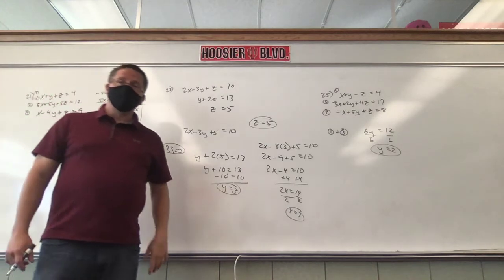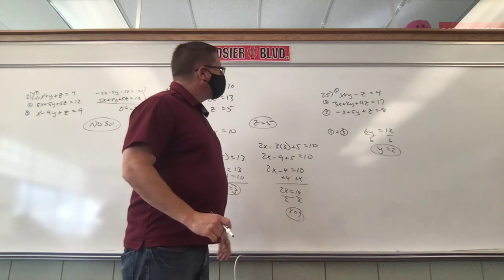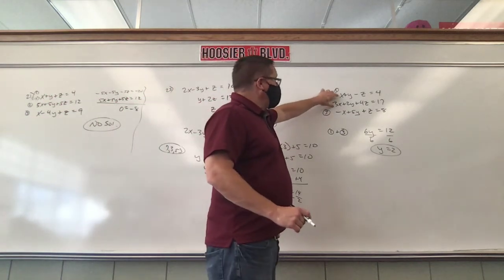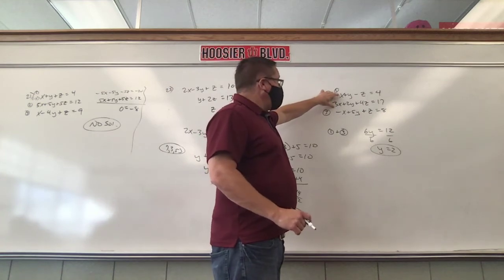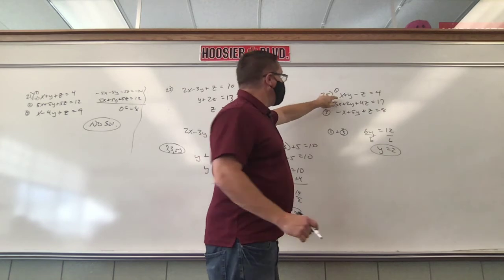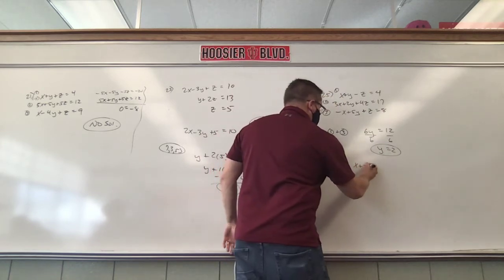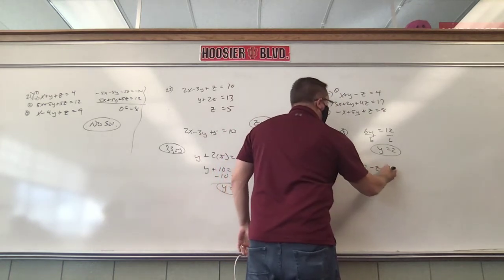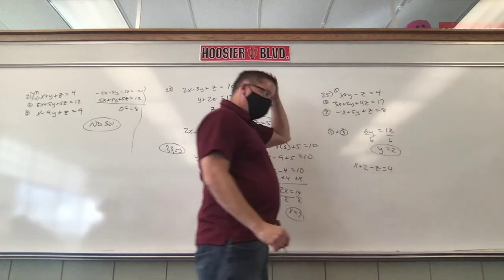Anywhere. Yes, ma'am? So we could do 1 and 2. Okay, here's what I'm going to do. I'm going to use 1 and 2, but I'm not going to write that. I'm going to plug in 2 for them. Okay? I'm going to plug in 2 for both of those. So, x plus 2 minus z is 4.